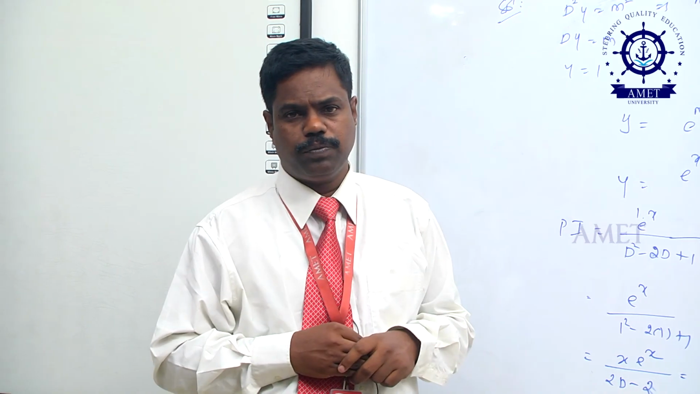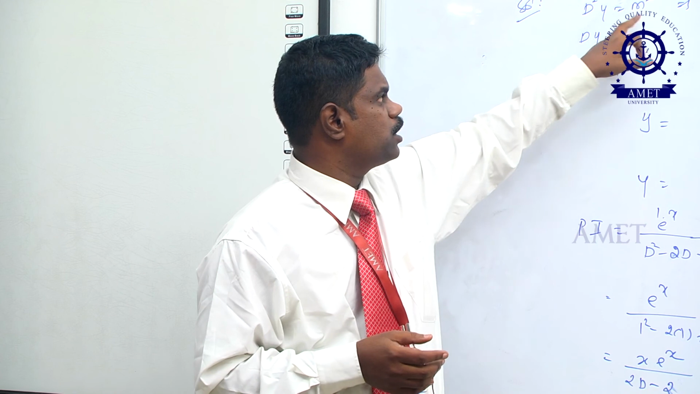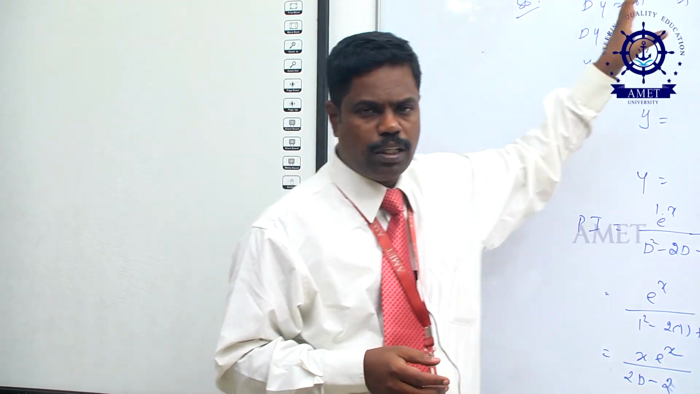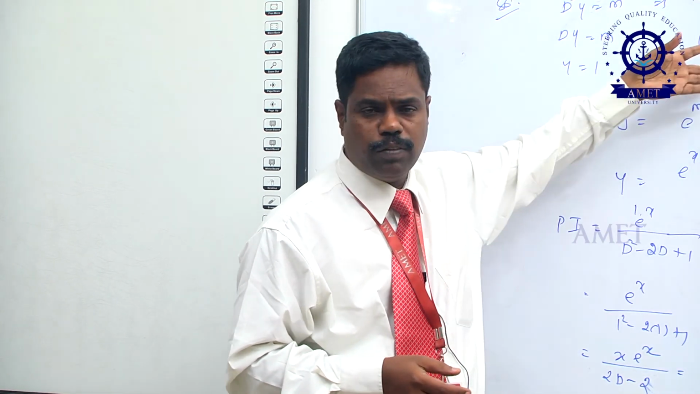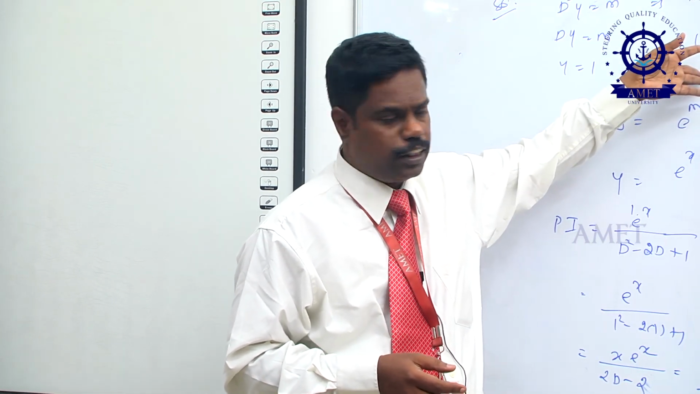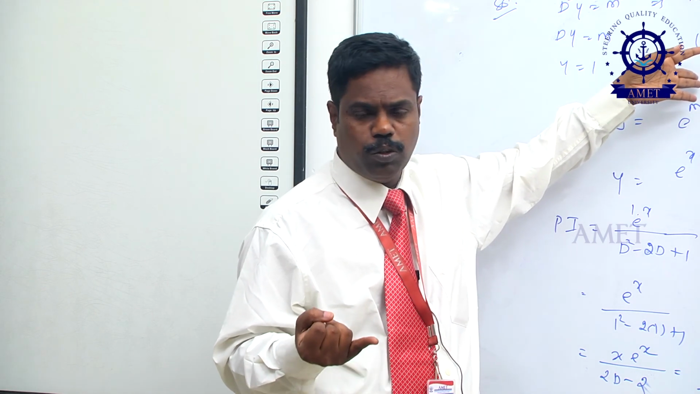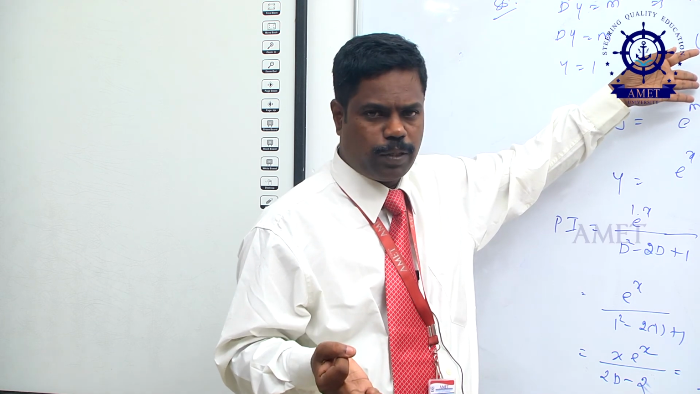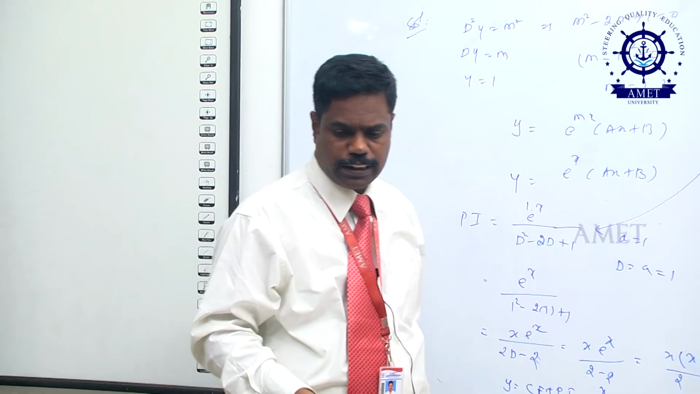And then I wrote an auxiliary equation. Auxiliary equation means d squared equal to m squared, d equal to m, y is equal to 1. Then I expressed the derivatives in terms of a quadratic equation. In a quadratic equation, what are the possible roots? Roots are equal, unequal, complex.